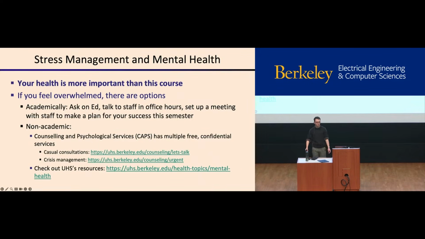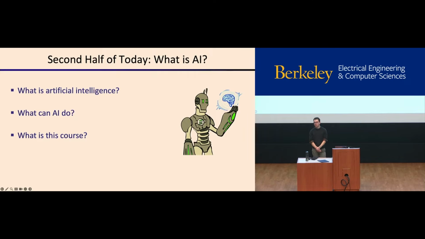Okay, and if questions come up later, you know how to reach us. So with that, let's get to the second half, which is going to be introducing AI. What is AI? What can AI do? What is this course? Hopefully by the end of this lecture, you will have slightly less vague answers to those questions, and hopefully by the end of the course, you will have really solid answers to all three of those things.